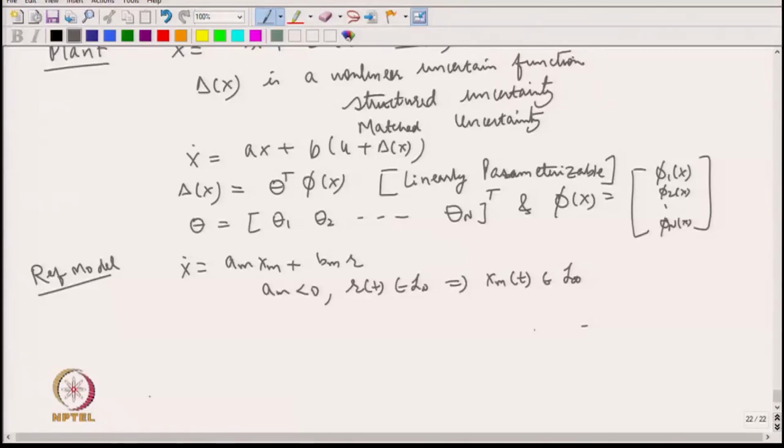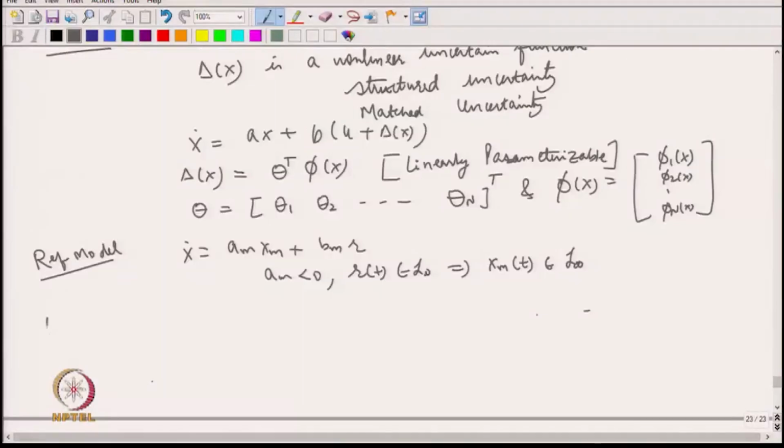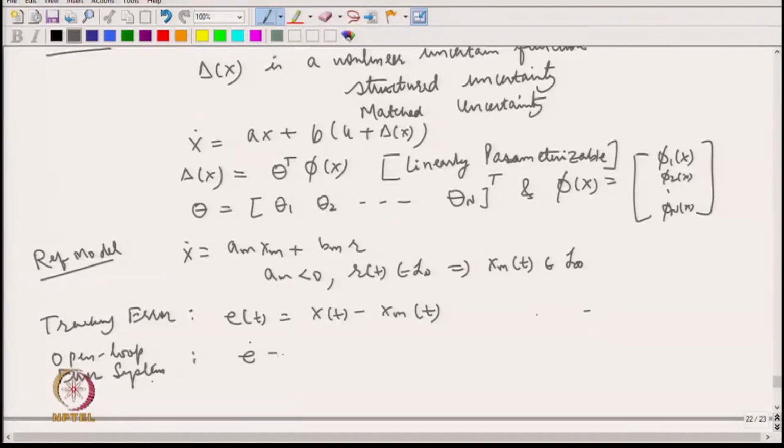Okay. So, again the mechanics remain the same, and by now I hope that you are familiar with the mechanics. We start with the tracking error, which is the difference between the plant state and the model state, and then we construct the open loop error system given by e dot.